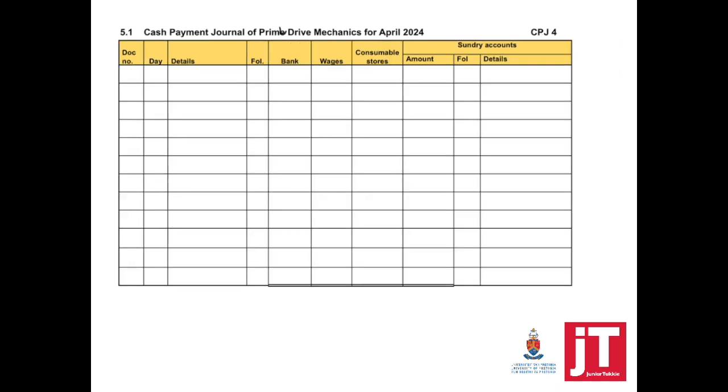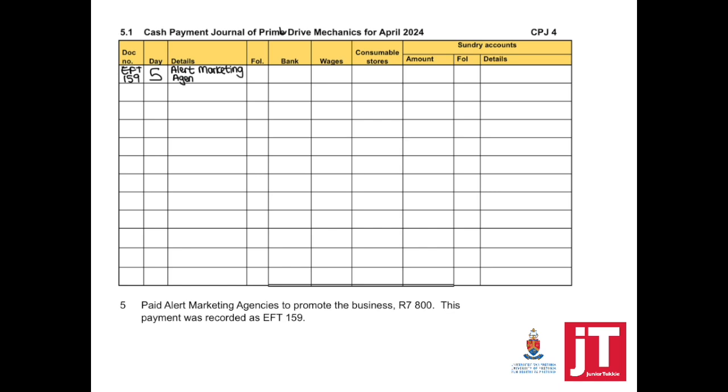Next, we've got the CPJ, and the first transaction was on day 5. Paid Alert Marketing Agency to promote the business, 7,800. This payment was recorded as EFT 159. We start off with day 5, EFT 159. Who did we pay? Alert Marketing Agencies. How much? 7,800. For what reason?